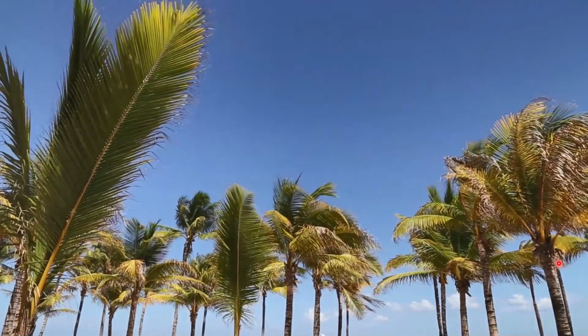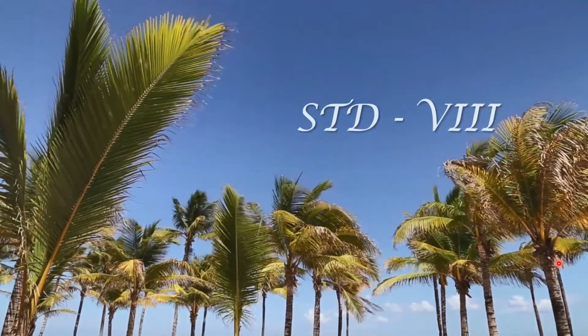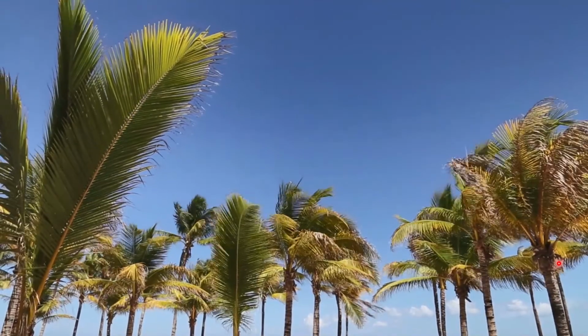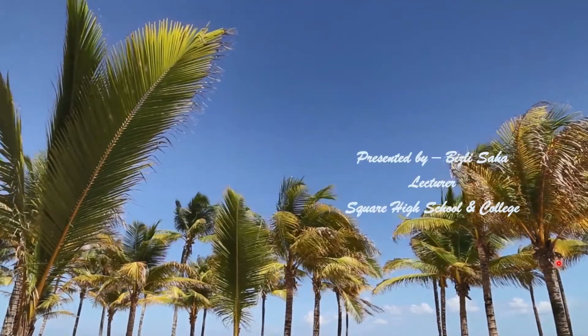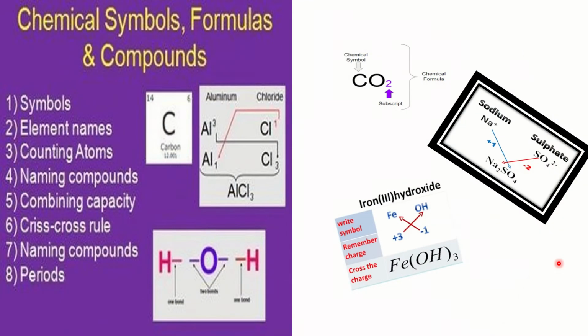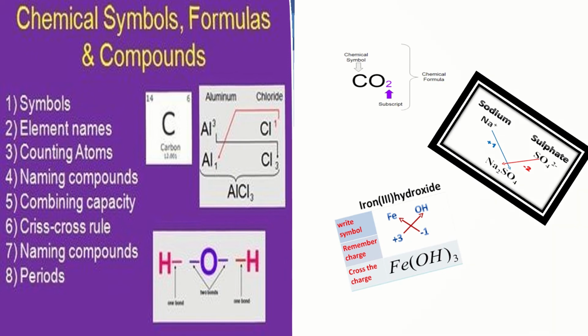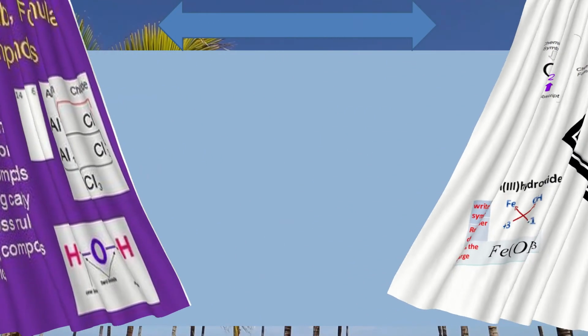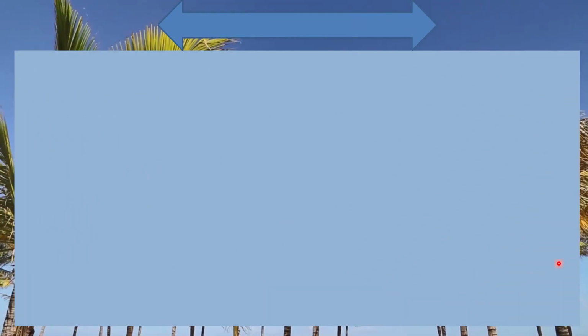Dear students, today we will start a new chapter from your science book, that is Chemical Reaction. Chapter 8, Chemical Reaction. Dear students, in Standard 7, you learnt how to write formula. You know, to write formula, you have to know symbol and valency of all elements. So, at first we will start from symbol.